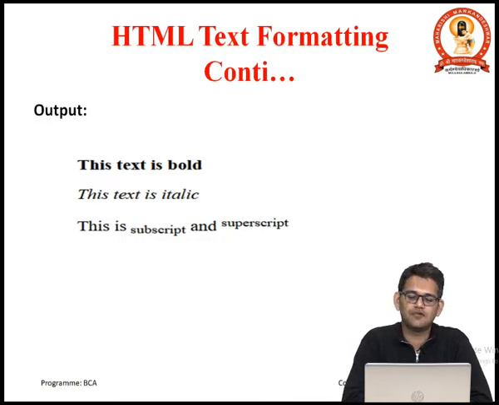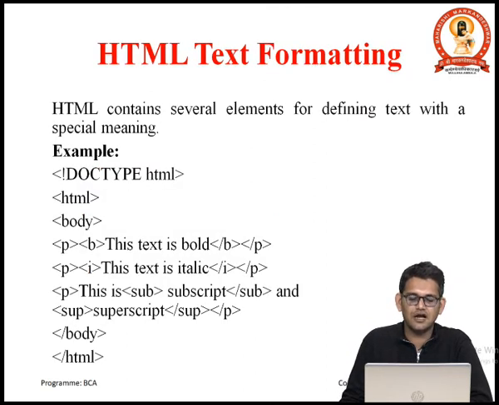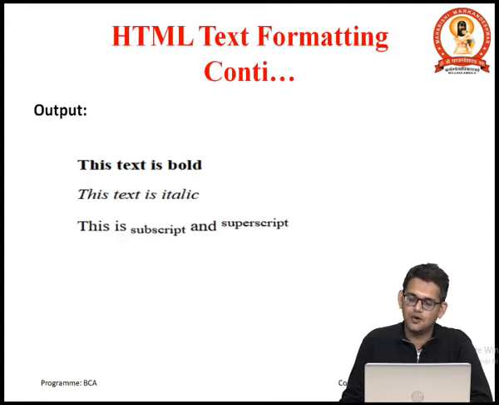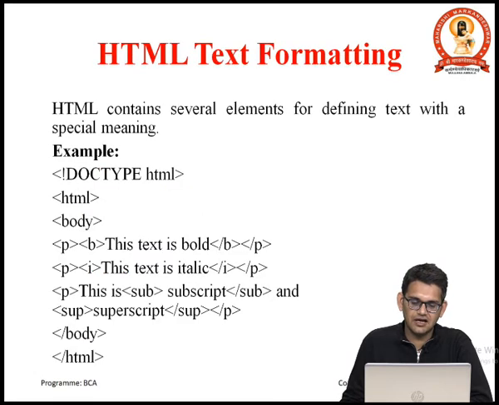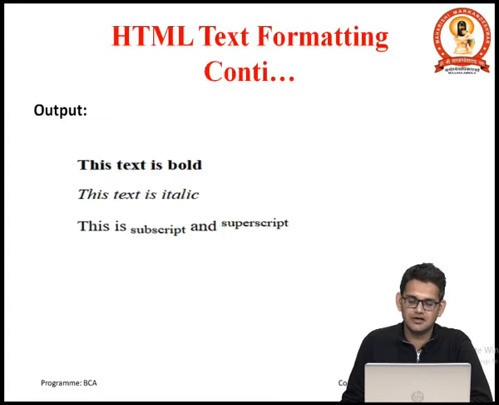Now, let us see what the output actually is. You can see in the first paragraph we are writing the line within the bold tag, so in the result the first line is bold. Next, in the second line we have used the I tag, which means this text is italic. So, you can see the second line of the output is italic.